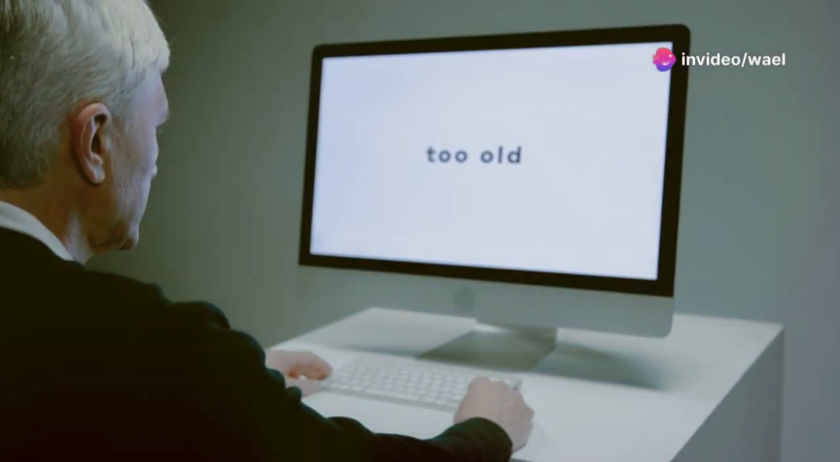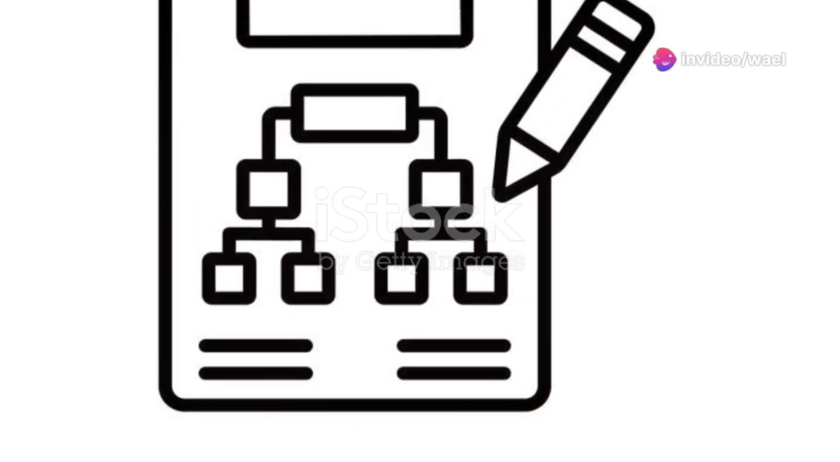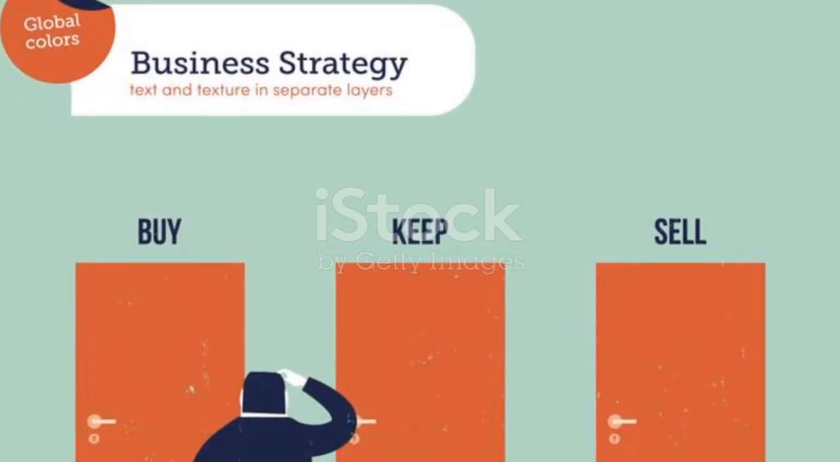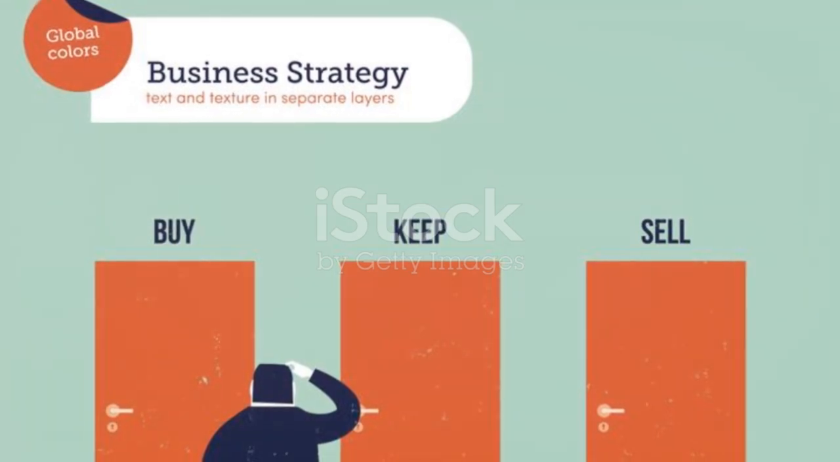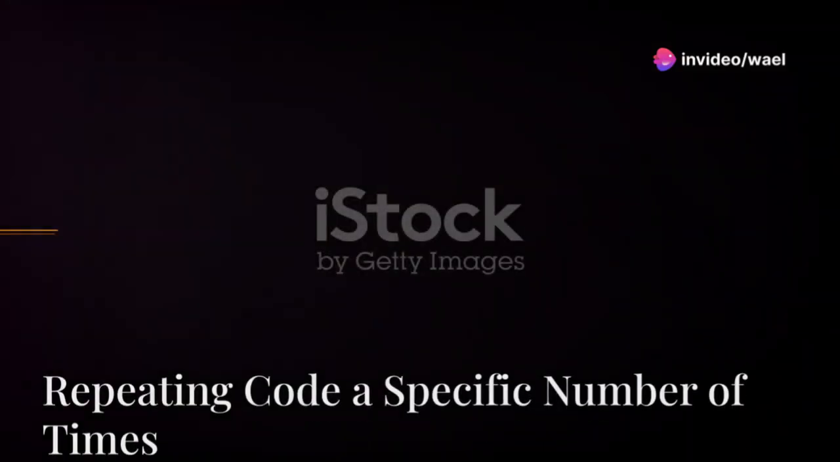Conditional statements are essential for creating programs that can respond differently based on various inputs or conditions. They introduce decision-making capabilities into our code, making it more dynamic and adaptable to different situations.